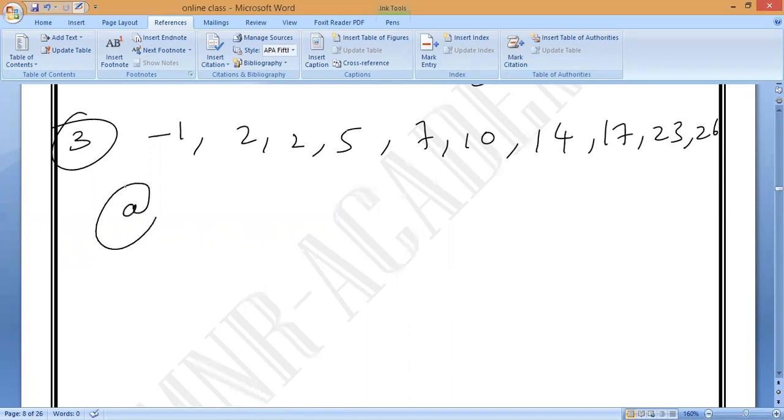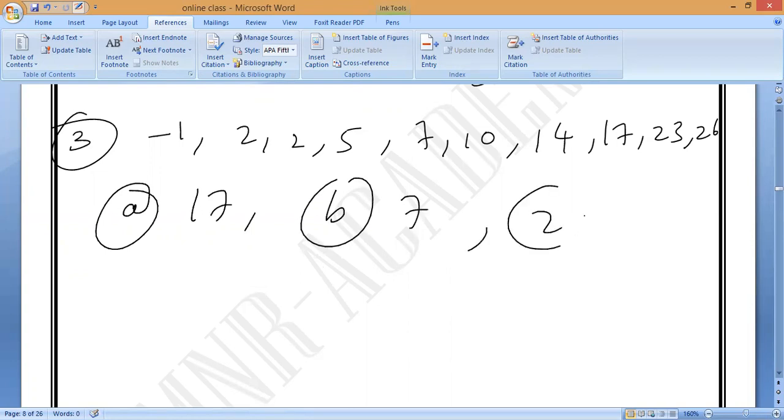I'm giving you the options also for this one. The options are A) 17, B) 7, C) 23, and D) 10. So please, which one is it?